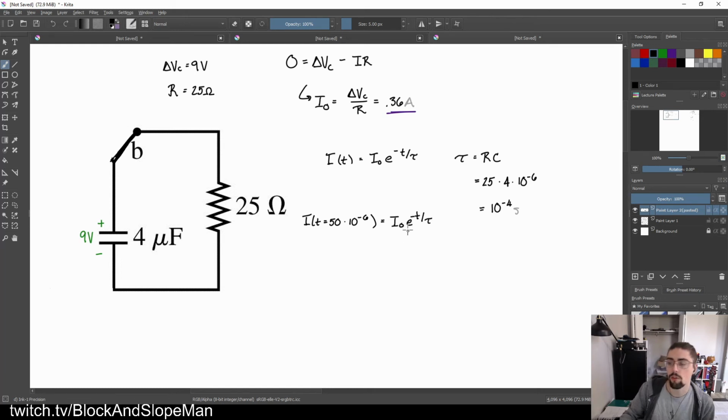That should be a negative t over tau. If I plug in all of these values at this point, then what I should find at the very end of the day is, and I had this somewhere, what did I do with it? There it is, 0.2184 amps.